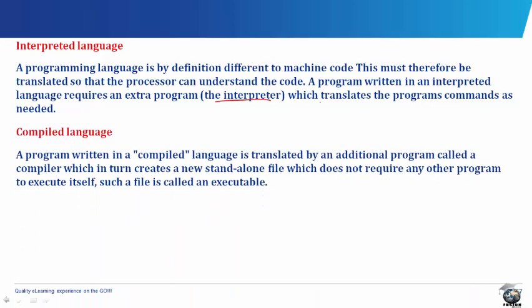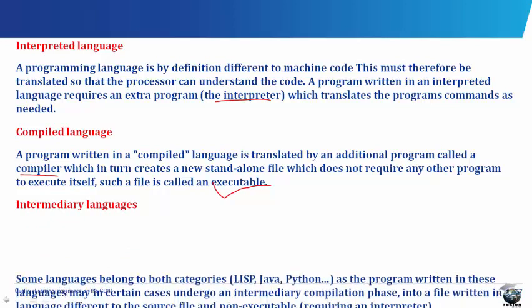Now let us talk about compiled language. A program written in a compiled language is translated by an additional program called a compiler, which in turn creates a new standalone file which does not require any other program to execute itself. Such a file is called an executable file.